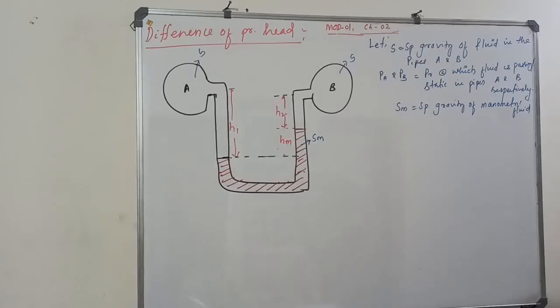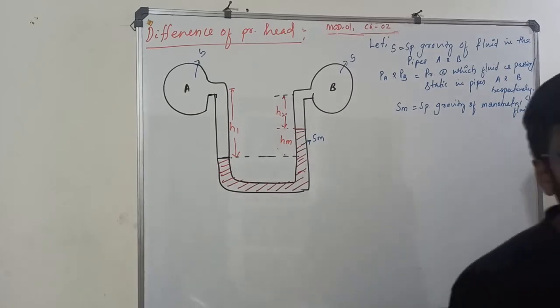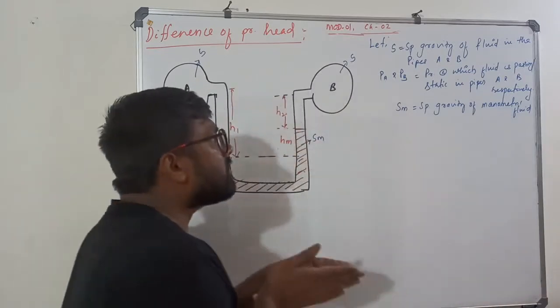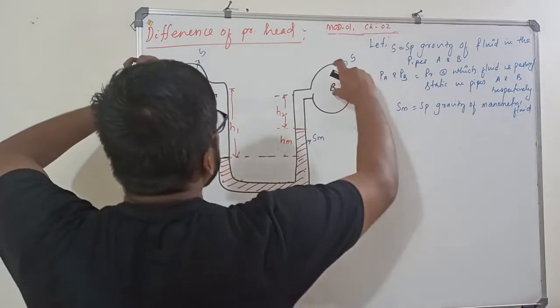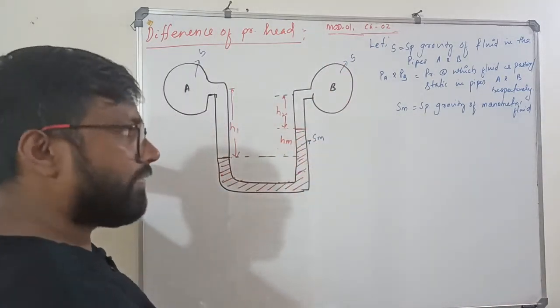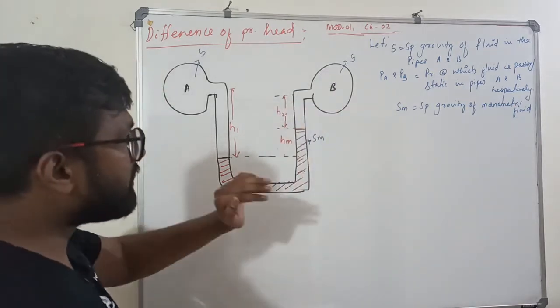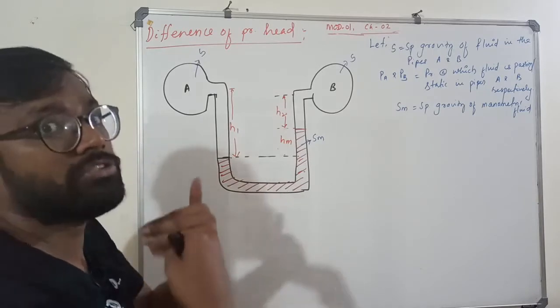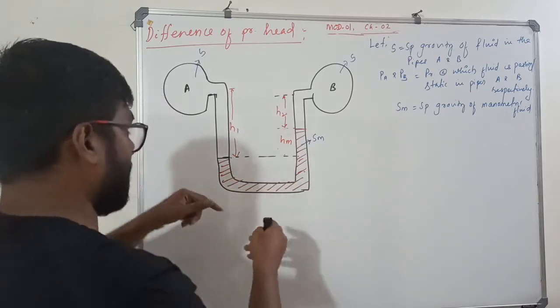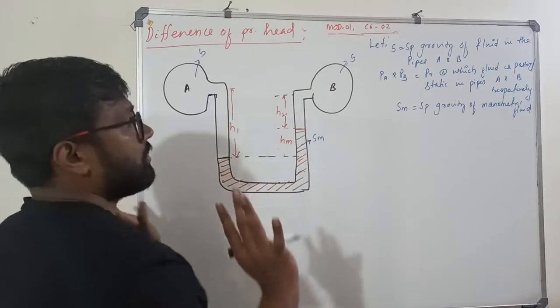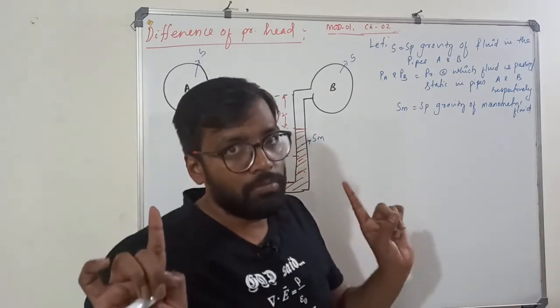Before entering the piezometer, I want to derive something with the help of a U-tube differential manometer. In all the cases so far we have assumed that the pressures in these two pipes are different, and the fluids flowing through these two pipes are also different. But in this particular case which we are going to discuss now, the fluid in both the pipes is the same.